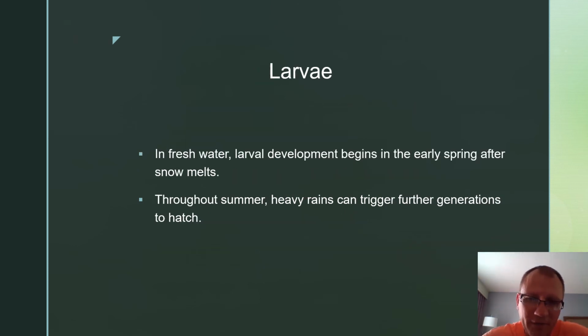Looking further into larvae, in freshwater, larval development begins in the early spring after snow melts. Throughout summer, heavy rains can trigger further generations to hatch.